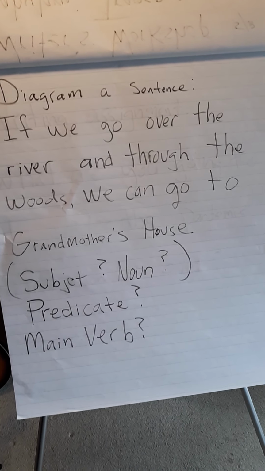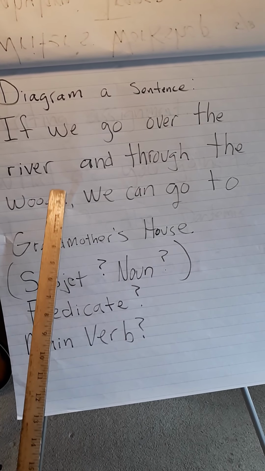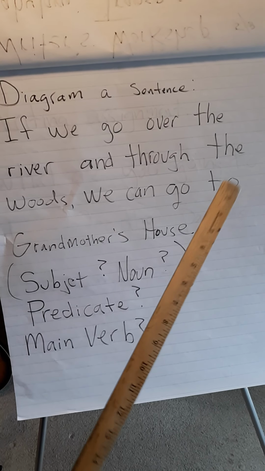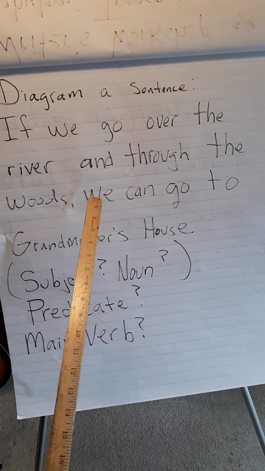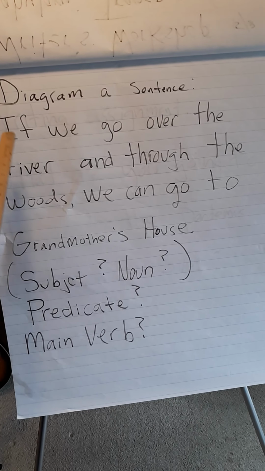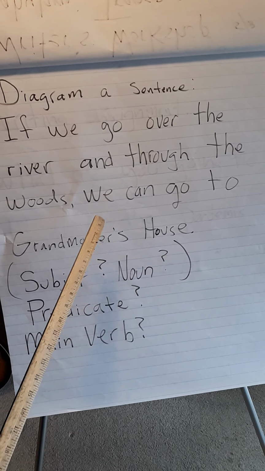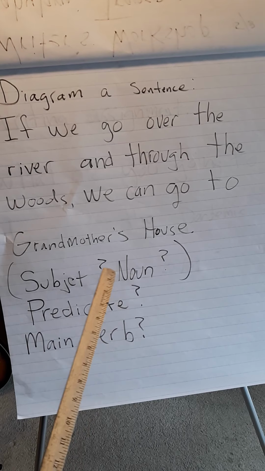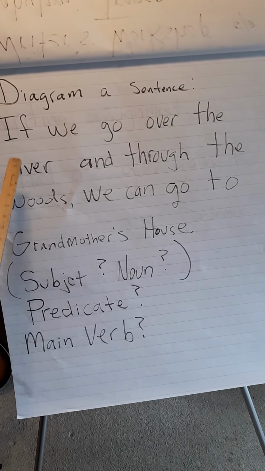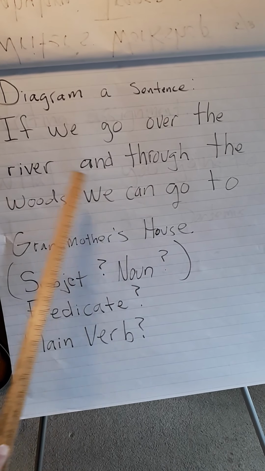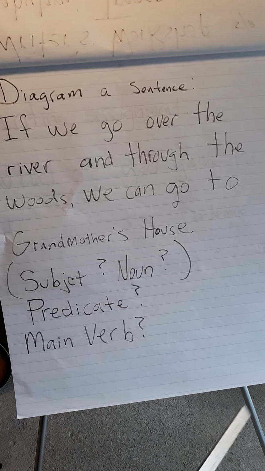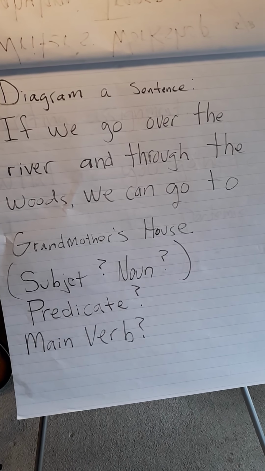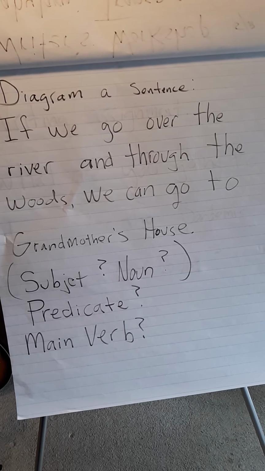The second part of our class is the grammar portion, and we haven't met for a while, so I thought a little review would be worth our time. So what we want to do is we're going to diagram a sentence, and we're going to start off with very basic things. So the sentence is, if we go over the river and through the woods, we can go to grandmother's house. All right, I was thinking of that rhyme around that.